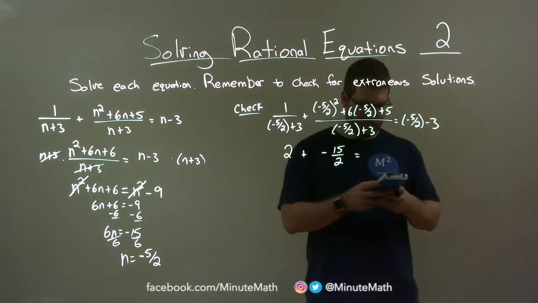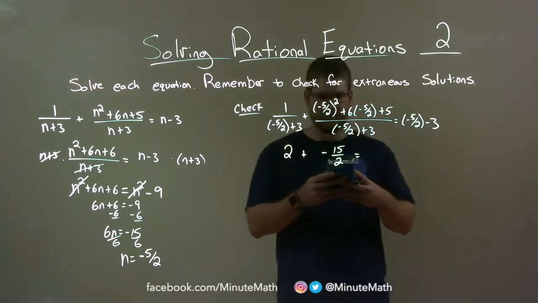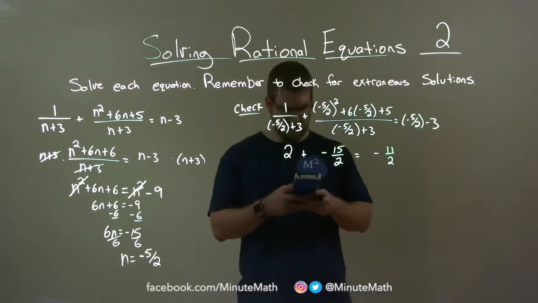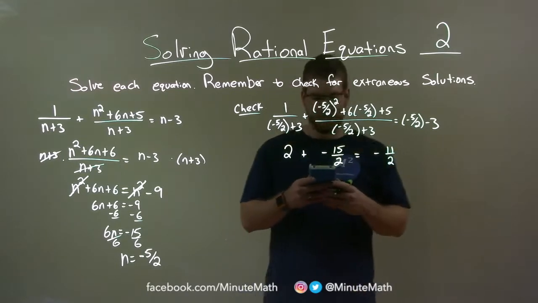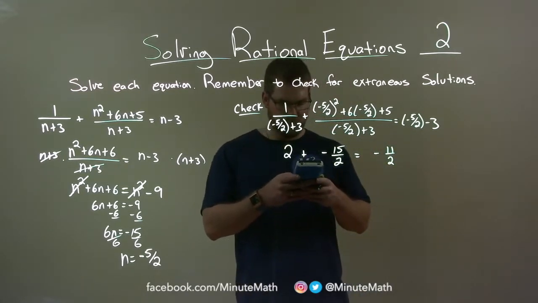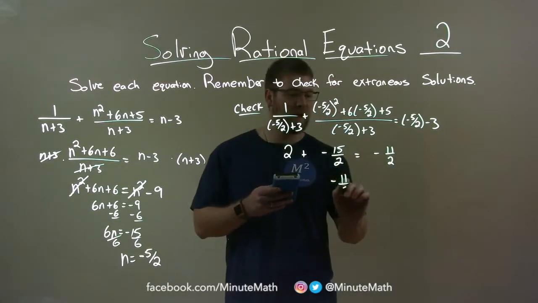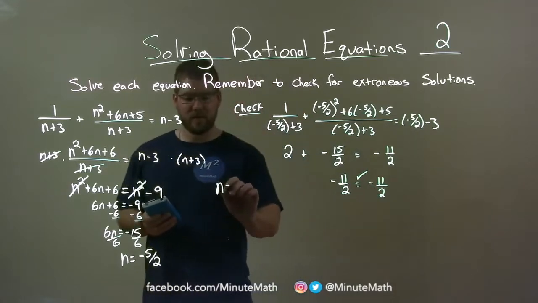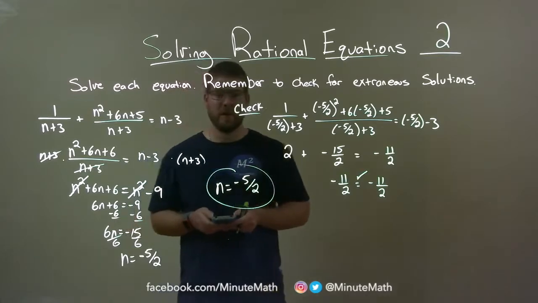Equals here -5/2 minus 3, -11/2. So 2 plus a -15/2 is a -11/2. So our left and right hand side are equal, meaning that our answer of -5/2 is a true solution, and so there is our final answer.